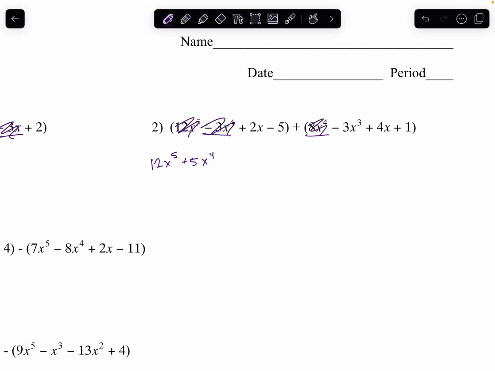Okay, and then I'm going to look right here. That's a 3rd degree term. That's the next highest term. And so that's going to be minus 3x cubed, since it won't combine with anything else. And then there's no x squared terms, but there are two x terms, and that's going to be plus 6x. And then we're going to have negative 5, positive 1 for negative 4.